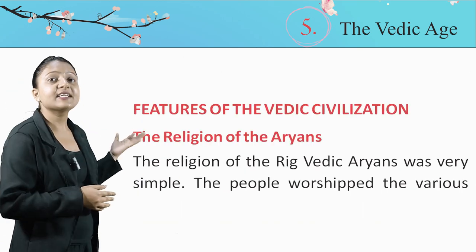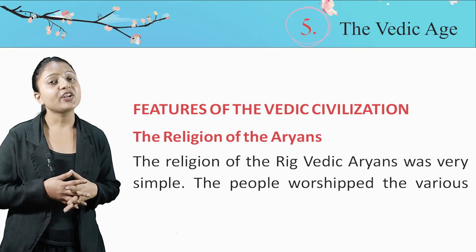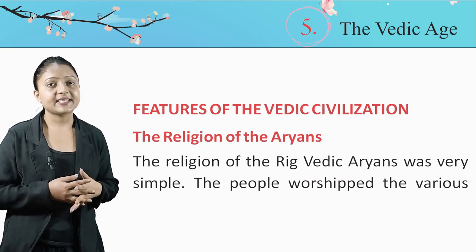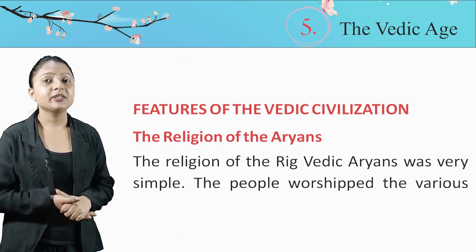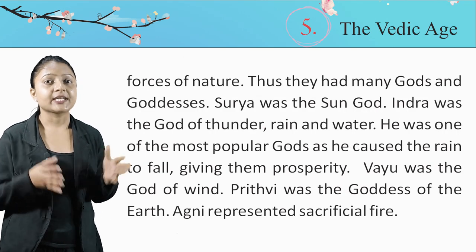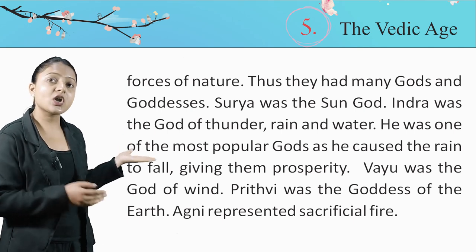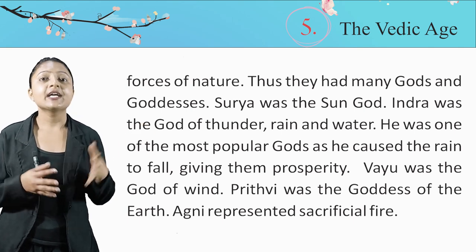Features of the Vedic civilization. The religion of the Aryans. The religion of the Rigvedic Aryans was very simple. The people worshipped the various forces of nature. Thus, they had many gods and goddesses. Surya was the sun god, Indra was the god of thunder, rain and water.